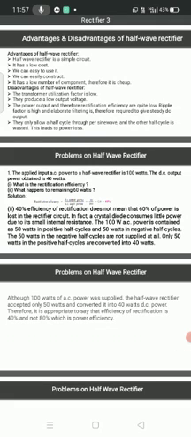Four points. The half-wave rectifier is a simple circuit. It has a low cost. It is easy to use. We can easily construct it. It has a low number of components, therefore it is cheap. These are the advantages of the half-wave rectifier.